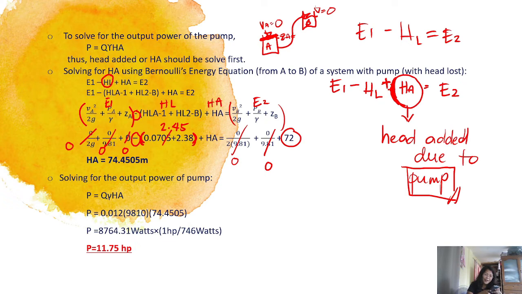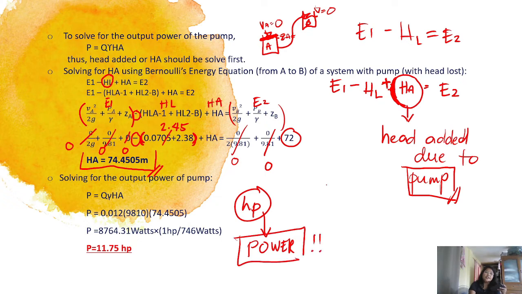Diba? Ang haba ng explanation ko, isisiro lang din yung pala yung iba. Okay, so HA is equal to 74.45 meters. Yan yung HA. Now, to get the output, kasi ang hinahanap nga natin is HP, diba? HP is a unit of power. So, we got the power.